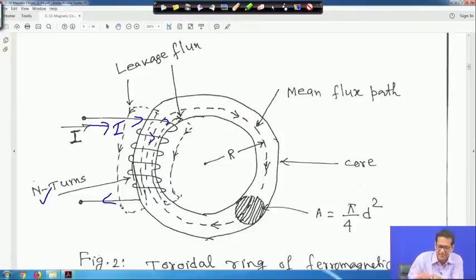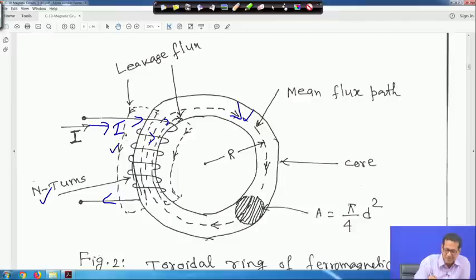So if I make it like this, in the direction of the current you grasp it, right, and then this thumb will be your direction of the flux path. So in this case, if you grab this winding by the right hand, then the thumb will be the direction of the flux path. So this is the mean flux path, and there will be some leakage.